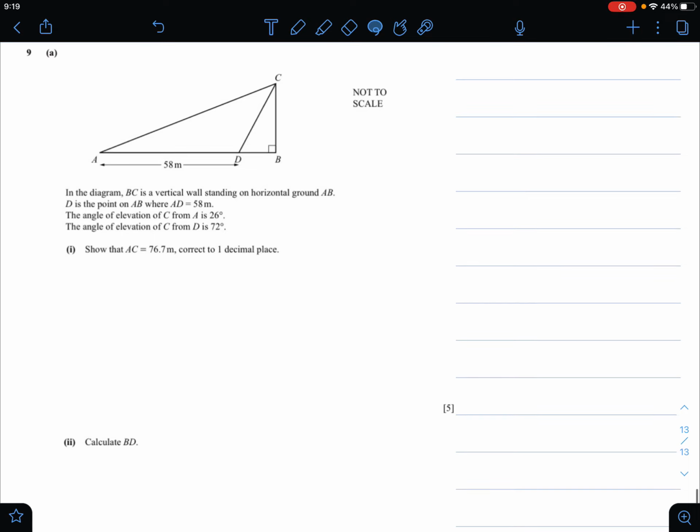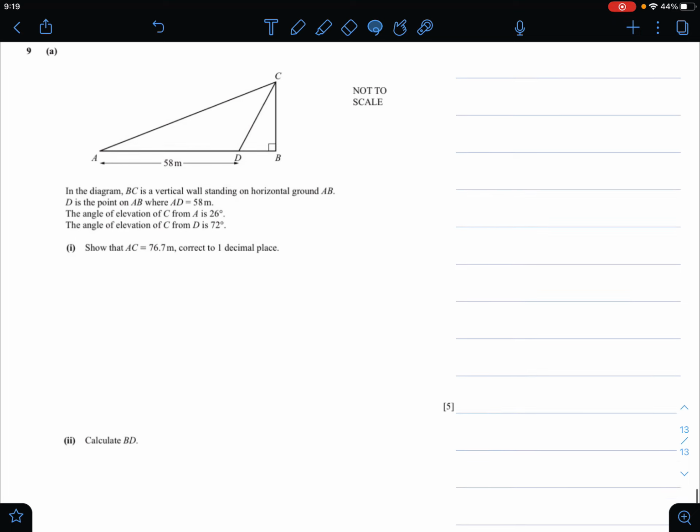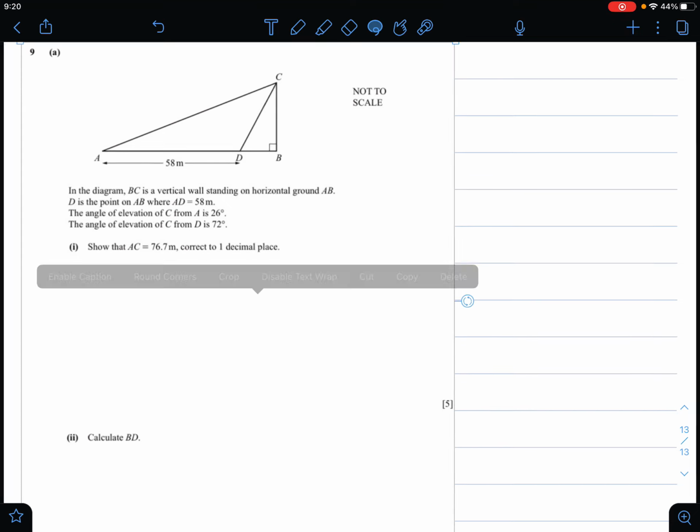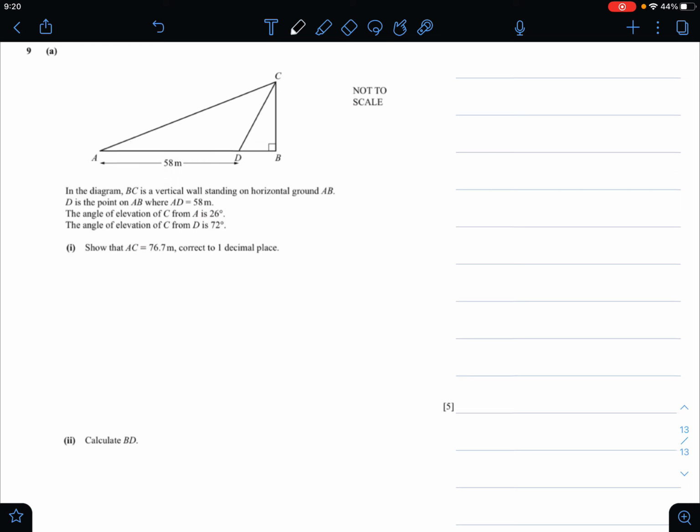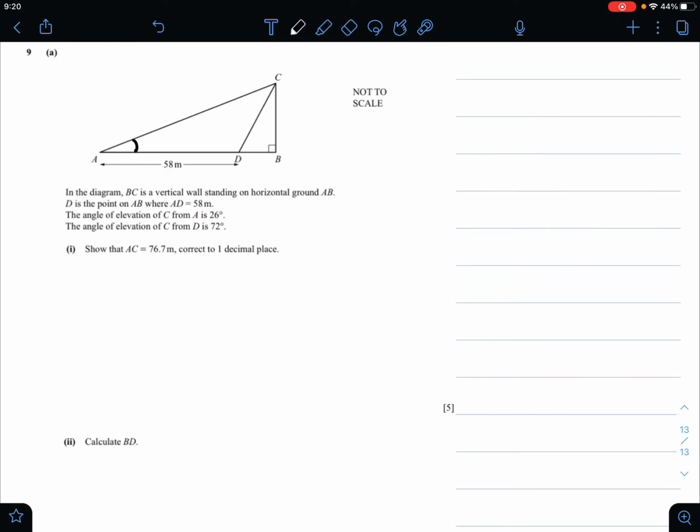So for part A1, they have asked you to find the side AC, and they've asked you to show that it's 76.7 meters. Now they've told us that the angle of elevation of C from A is 26 degrees. Therefore this angle is 26 degrees, and the angle of elevation of C from D, that is this angle, is 72 degrees.